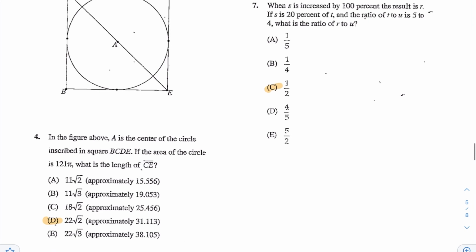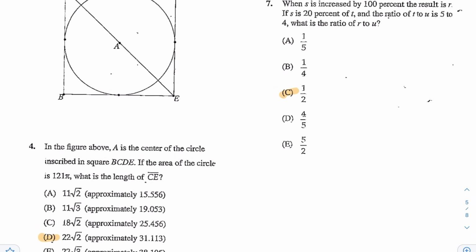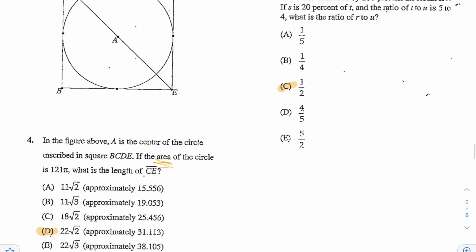All right, next for question number 4. A is in the center of the circle, inscribed in a circle B, C, D, E. If the area of a circle is 121 pi, what's the length of CE? So area is the keyword here.